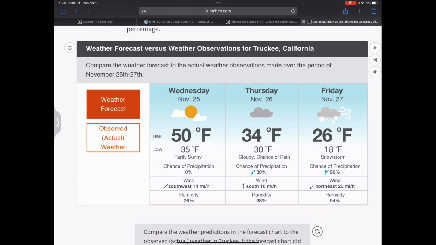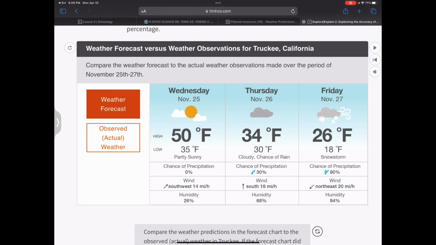Next, we're going to take a look at two charts. One is the weather forecast, and the other is the observed or actual weather. Compare the weather forecast to the actual weather observations made over the period of November 25th to November 27th.